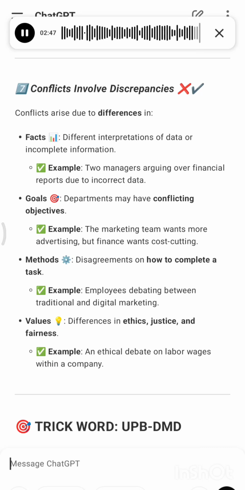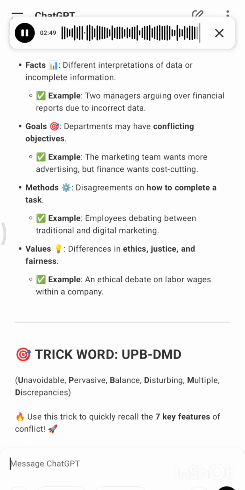Trick word: UPB, unavoidable, pervasive, balance, disturbing, multiple, discrepancies. Use this trick to quickly recall the 7 key features of conflict.